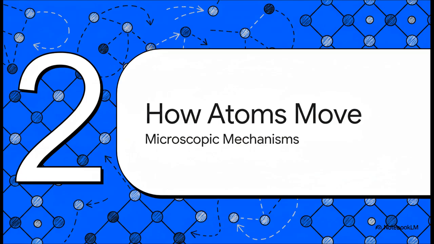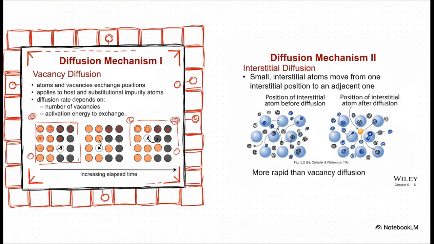Moving right along to Section 2. How atoms actually move. The microscopic mechanisms. Down at the atomic level, atoms basically have two primary ways to get around inside a solid crystal lattice. Over on the left, we've got vacancy diffusion. Atoms and vacancies, which are just empty, missing spots in the lattice, exchange positions. I always like to think of this as a sliding tile puzzle. You can only move a tile if there's an empty square right next to it, right? The speed of this diffusion really depends on how many of those vacancies exist and the energy it takes to make the jump.